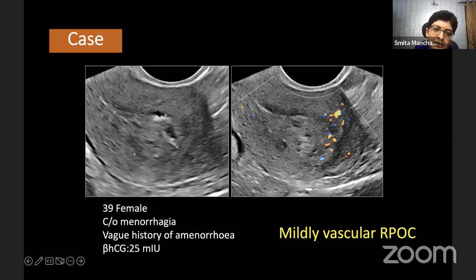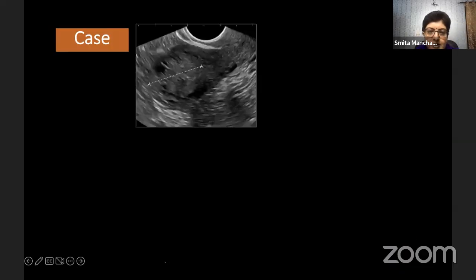So here we can see that it is confined within the endometrial cavity and it has only got minimal flow. So this is suggestive of a mildly vascular RPOC correlating with the beta HCG levels.